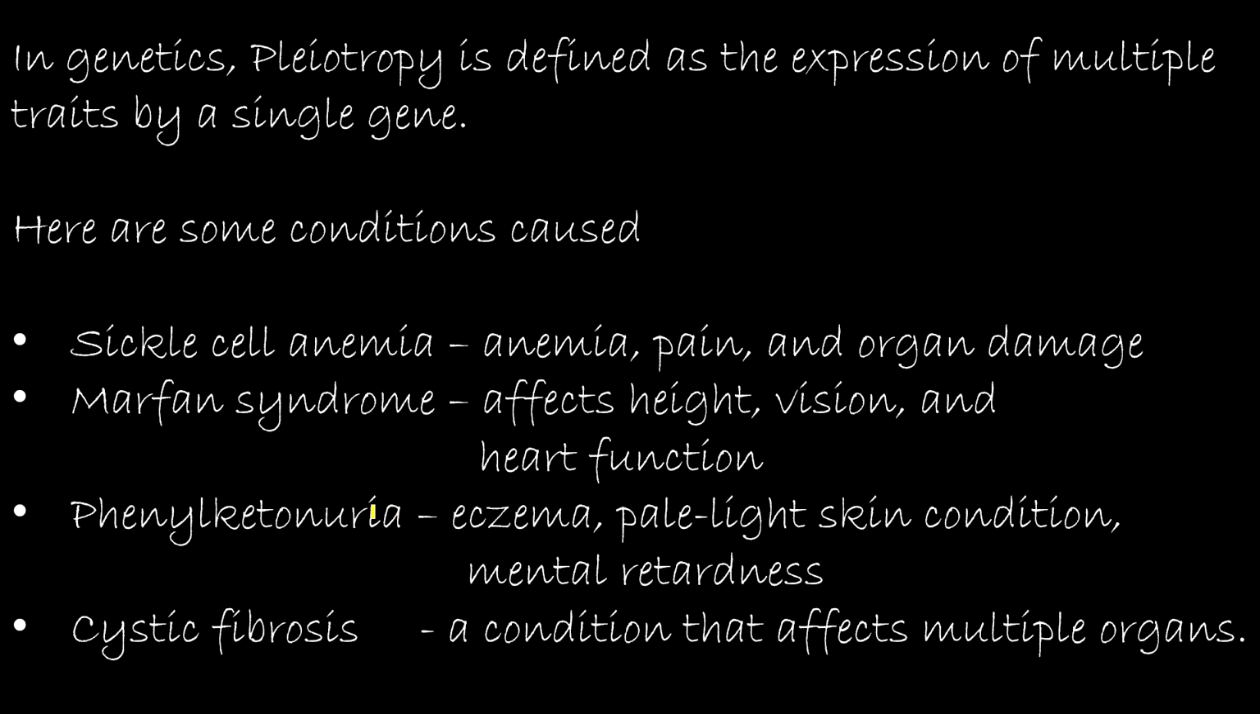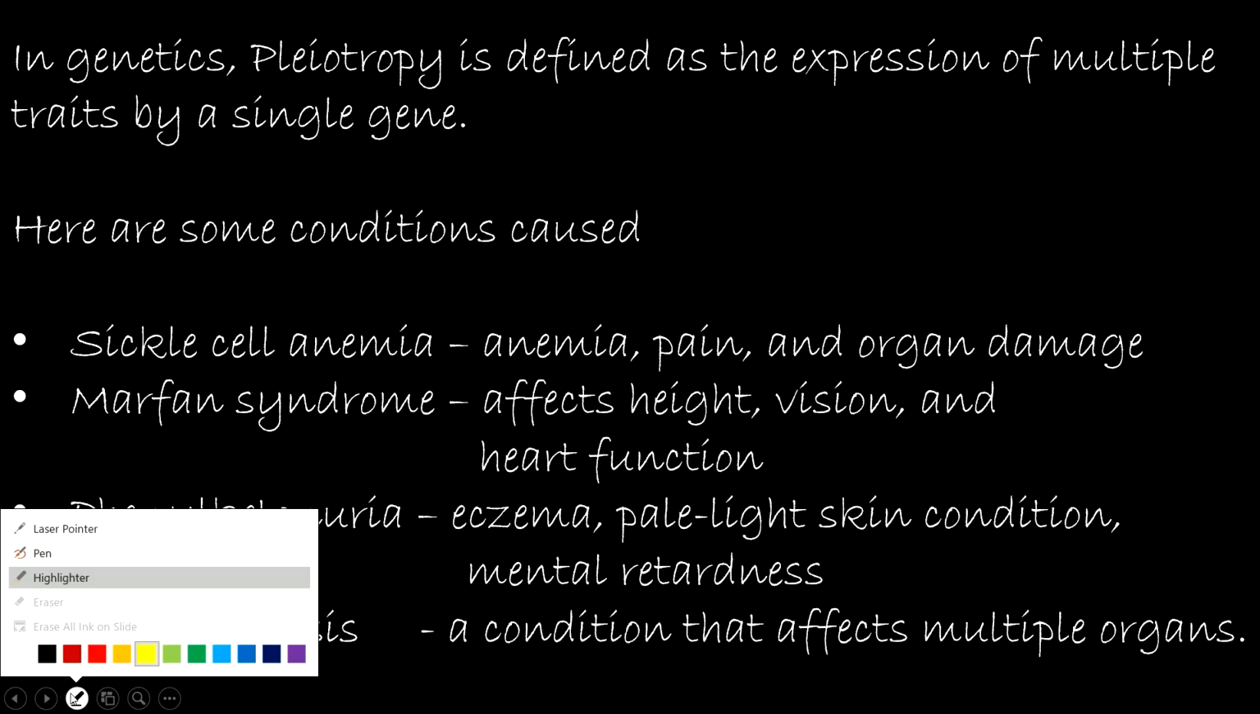The third condition is phenylketonuria, and the symptoms there are eczema, pale light skin condition, and mental retardedness. So, that we are going to study in a little bit more detail in the further slides. Cystic fibrosis again is a condition that affects multiple organs.